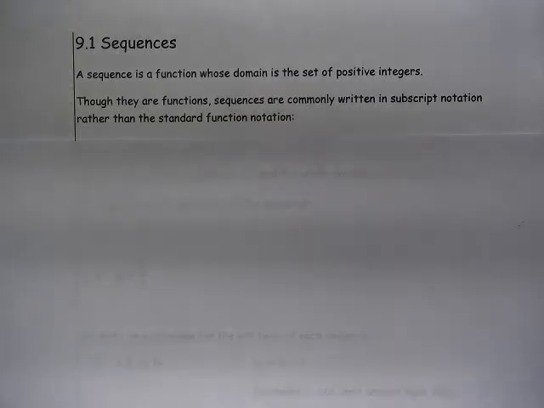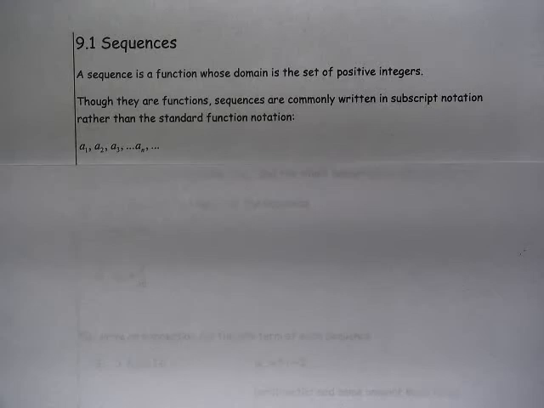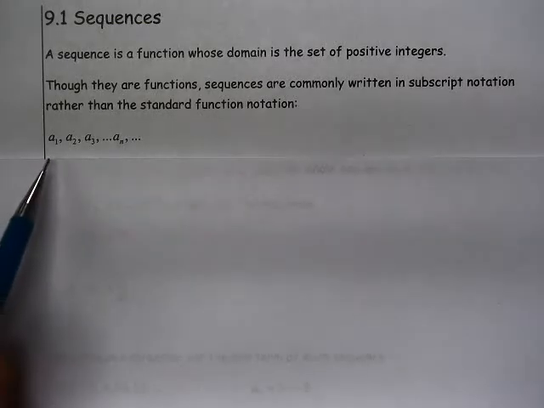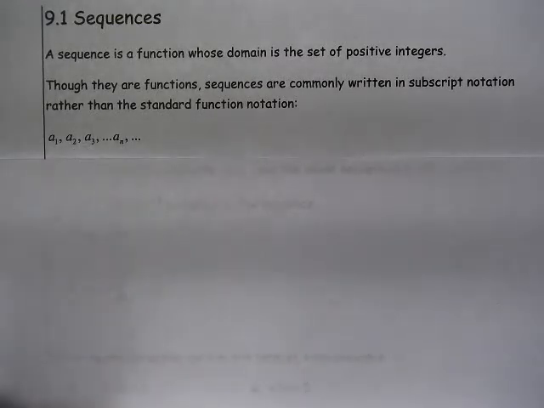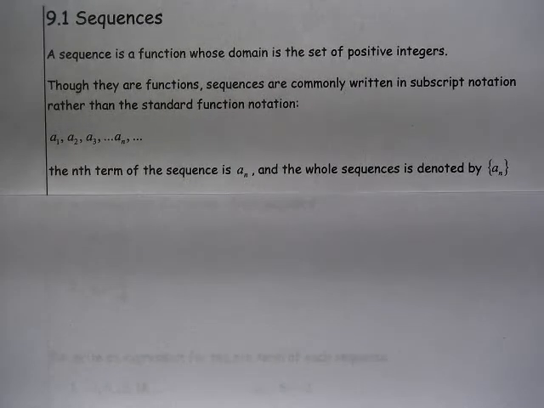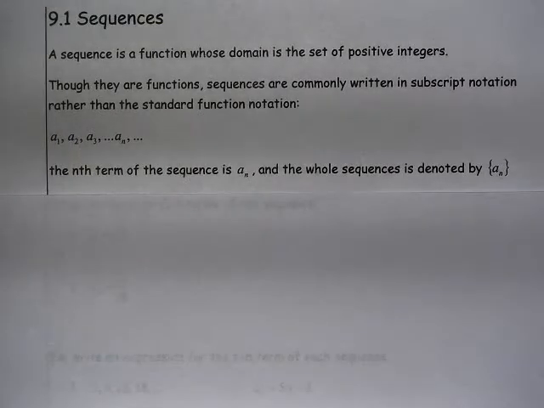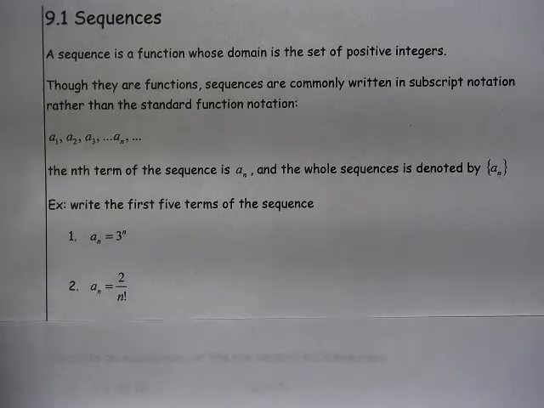It's commonly written in subscript notation, which means we refer to the nth term as a sub n. So the first term is a sub 1, a sub 2, a sub 3 is the third term, and so on. So a sub n is the nth term. And then for the whole sequence, we use these brackets to denote the sequence itself. So just some examples here.